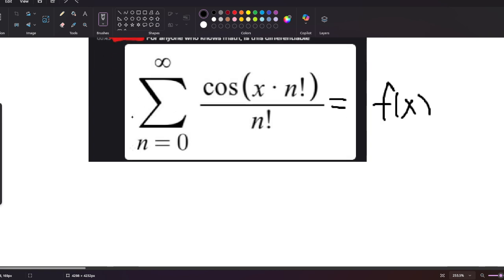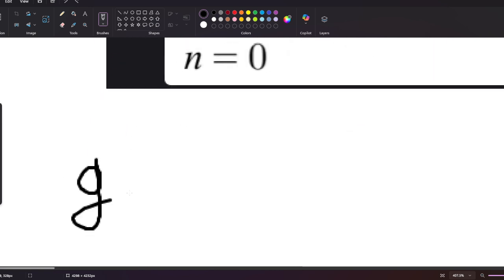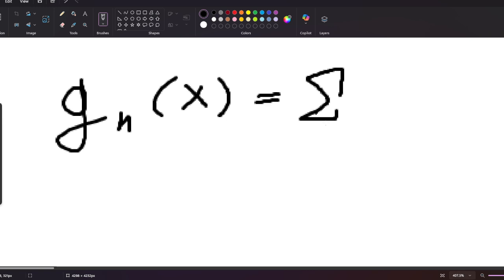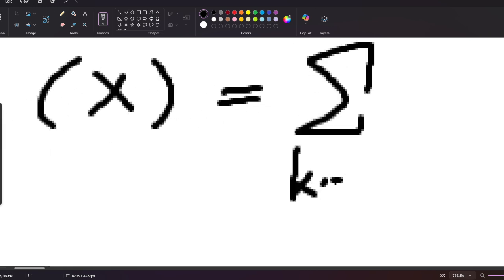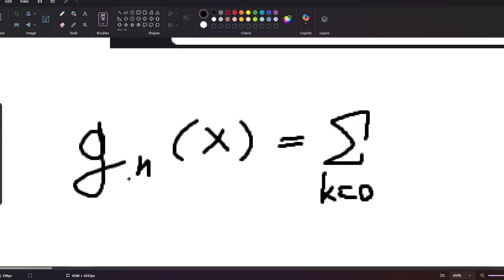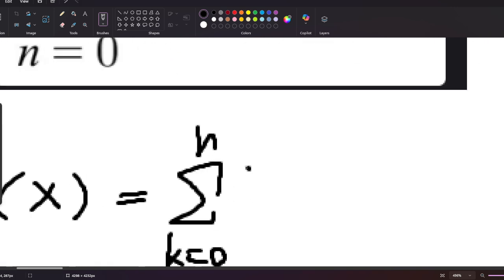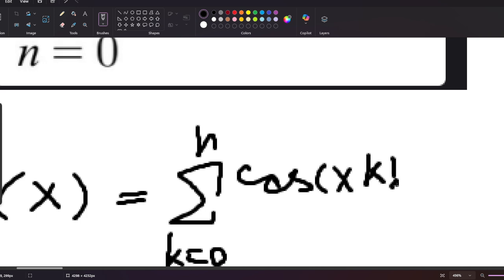Well, first of all, it'd be useful to define the notion of a function that sums up a finite amount of elements here. So from k equals 0 up to this n, and we have here just cosine x k factorial over k factorial.